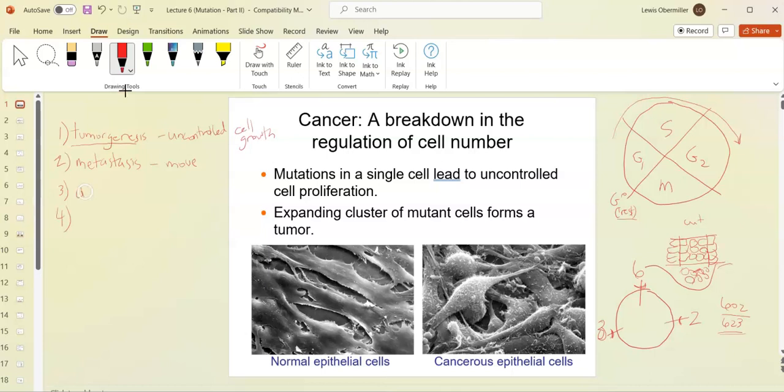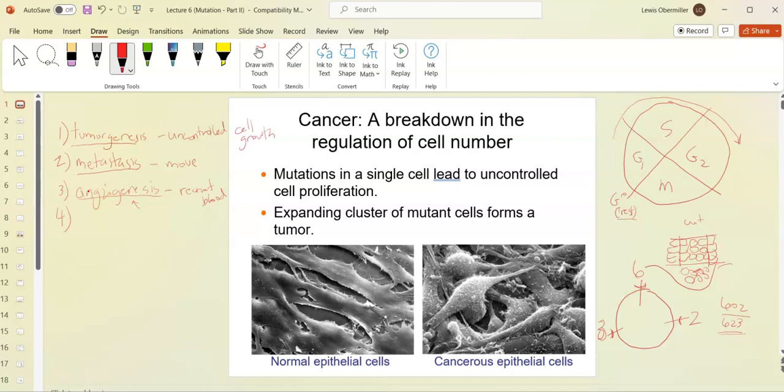The next thing is angiogenesis. And that is recruiting blood vessels. Right, so without blood vessels, the tumor, it wouldn't matter where it moved, it still couldn't feed itself and eventually it would die. So we have tumorigenesis, metastasis, angiogenesis. Cancer cells have a way of recruiting blood vessels to feed themselves.